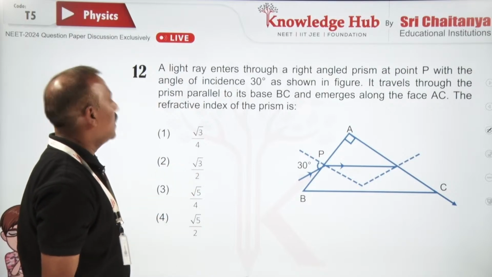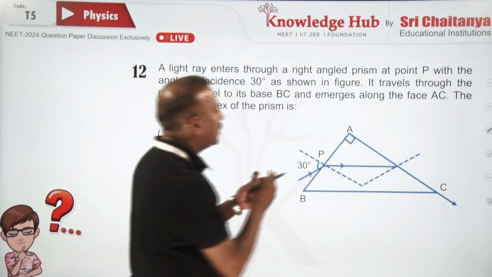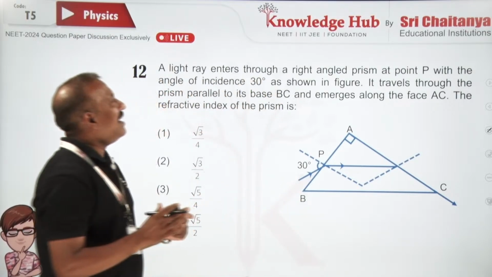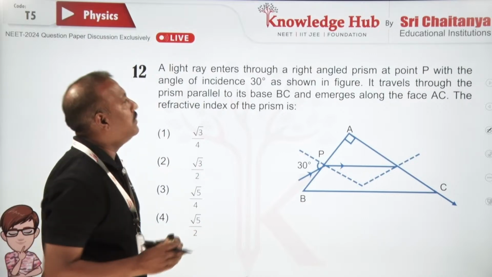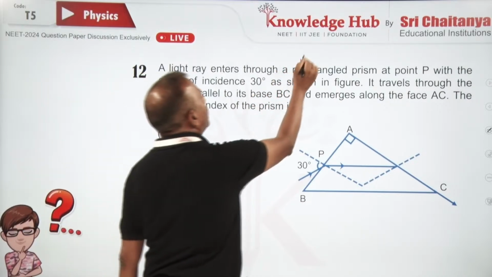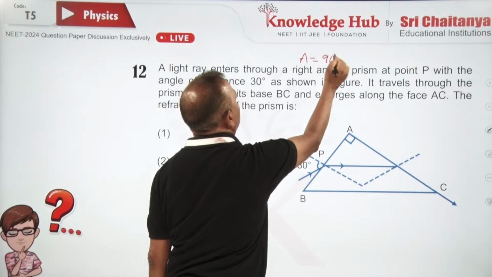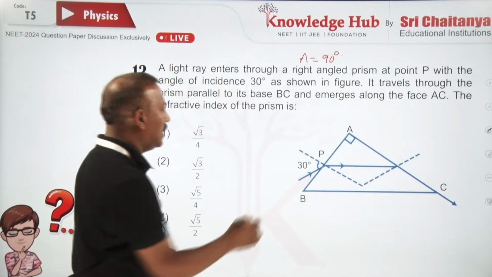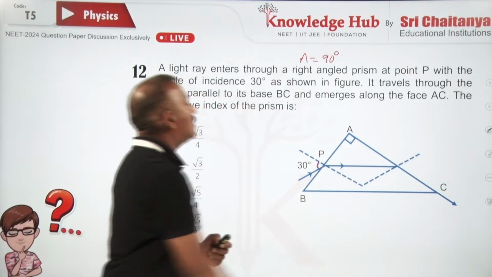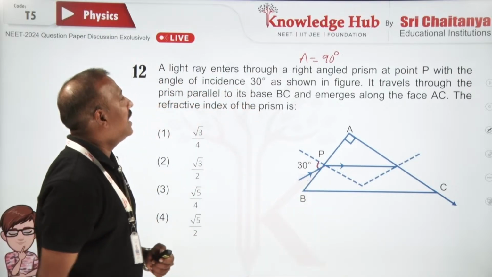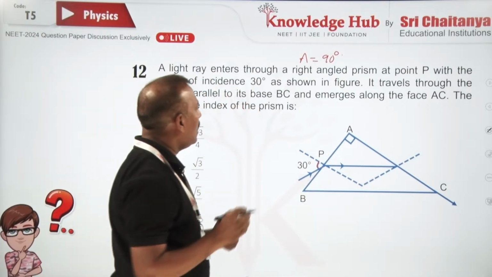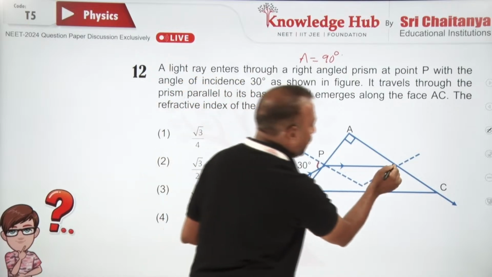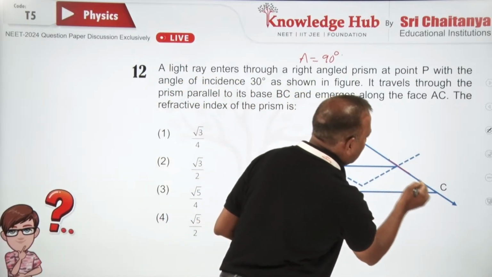Let us see the 12th question. This is about the prism topic. A light ray enters through a right angle prism, which means the angle of the prism A is equal to 90 degrees here. At a point P with the angle of incidence 30 degrees, you can see here it is making an angle of 30 degrees as shown in the figure. It travels in the prism parallel to BC and emerges parallel to the face AC.